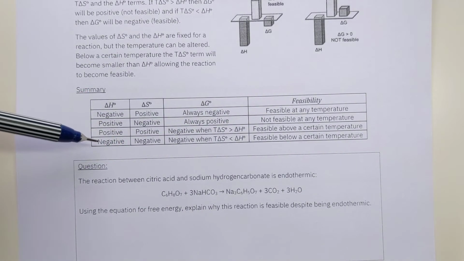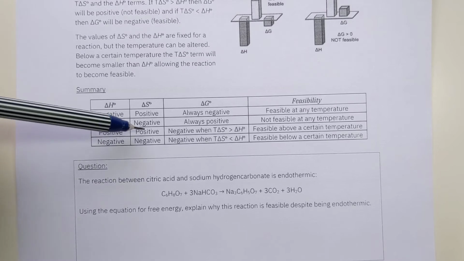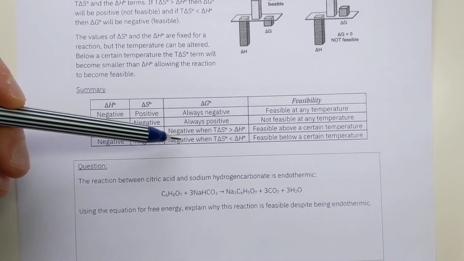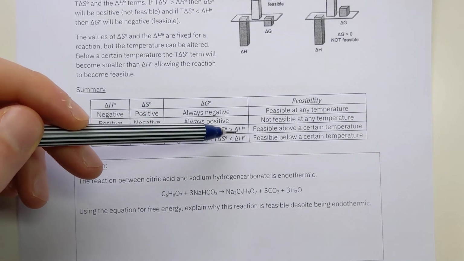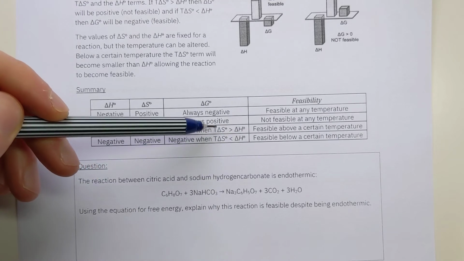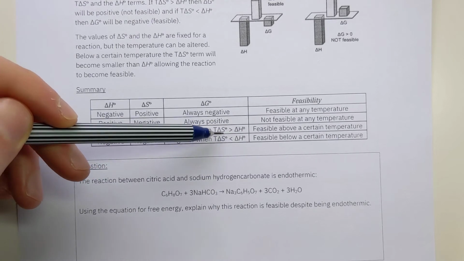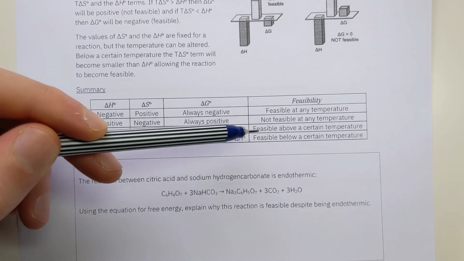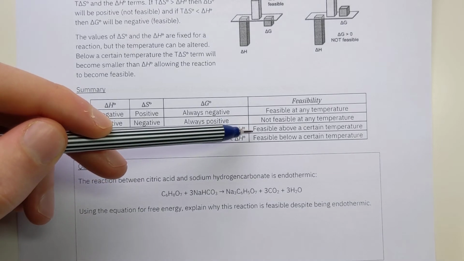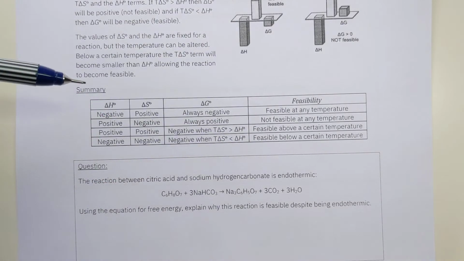These two are the tricky ones. If both delta H and delta S are positive, delta G will be negative when T delta S is bigger than delta H, and that's going to happen when the temperature is big enough for that overall term to be bigger. That means it's going to be feasible above a certain temperature, which we might calculate later on.